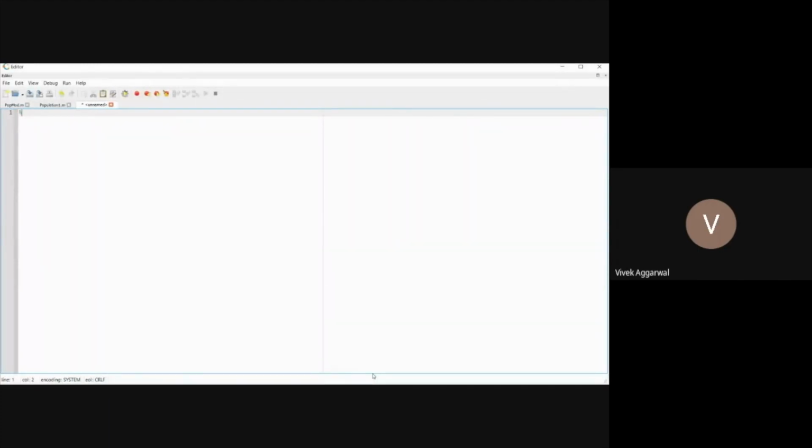Now the same way I can start with a comment, code for SIR model. This we just write for ourselves, so that whenever we open this code, we know what this code is going to do. So code for SIR model.